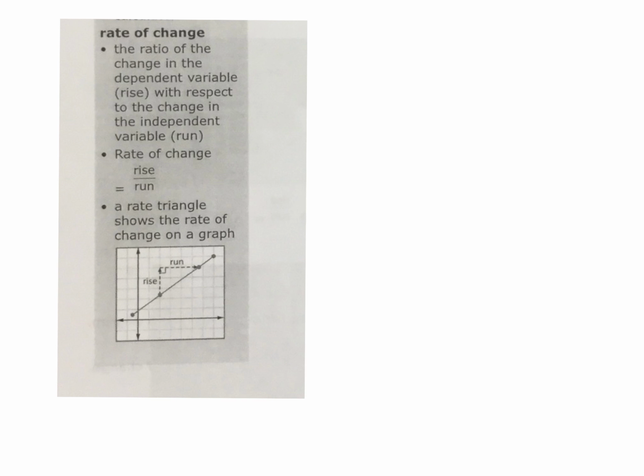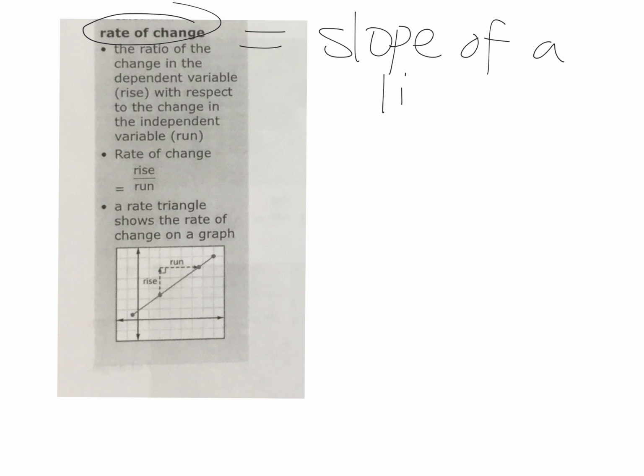Today we're going to be exploring rate of change on a graph. Rate of change represents the slope of a line, and we calculate it by looking at the ratio of the change in the dependent variable, which is the rise.